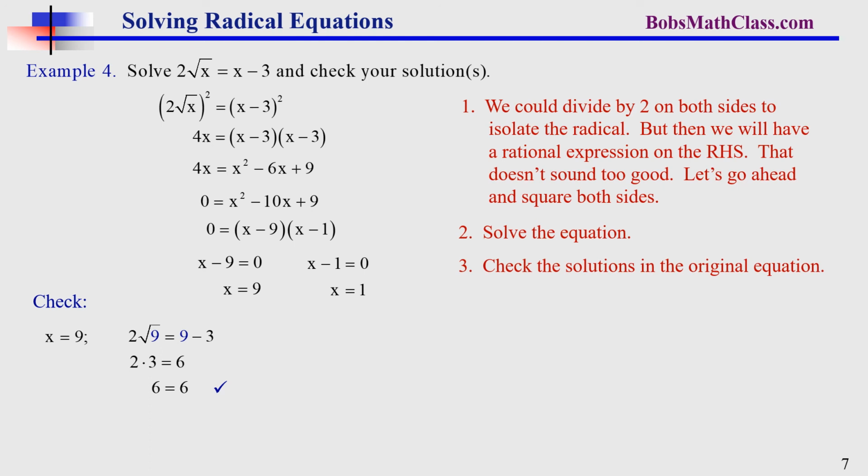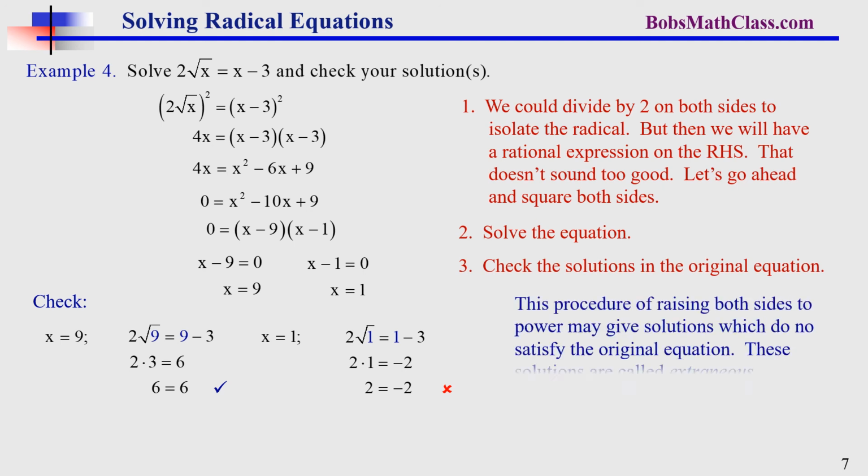Now let's plug in 1. Square root of 1 is 1, 2 times 1 is 2. Well, on the right-hand side, 1 minus 3 is negative 2. 2 does not equal negative 2. So 1 does not work. So when you write your answer, do not put 1 for an answer. You're only going to put 9 for an answer.